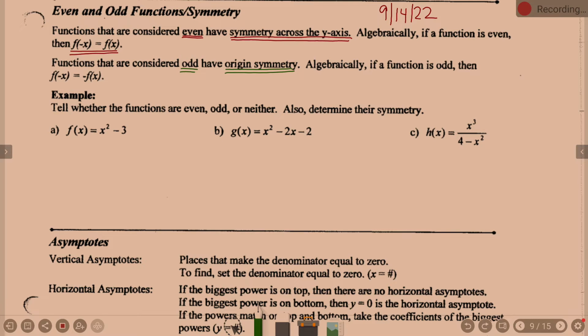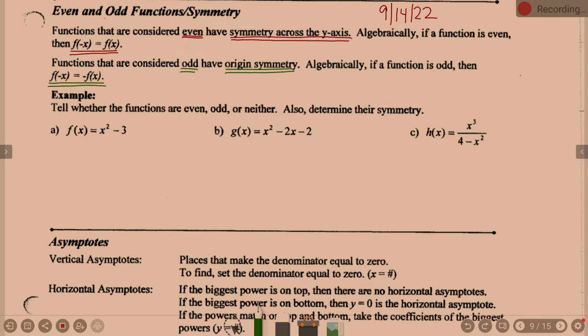Algebraically, if a function is odd, f of negative x equals negative f of x. So f of negative x is when you put the negative x in place of x. Negative f of x is just when you take the original function and multiply it all by a negative. Again, I'm going to demonstrate this, okay? But those are the pieces of information you need to know. Now, does this mean all functions are even or odd? No. Functions can be even, odd, or neither. Not every function is going to be symmetric either across the y-axis or the origin.